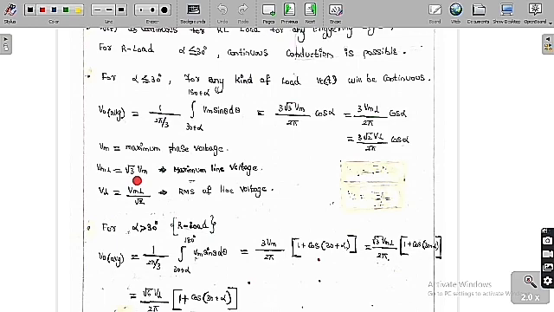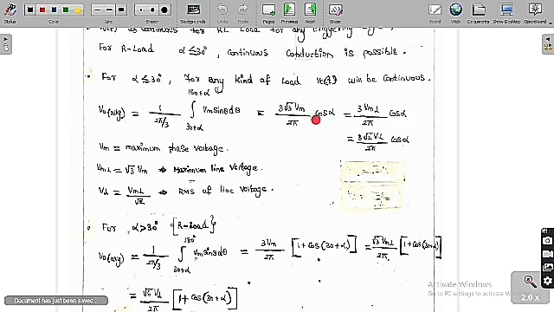Whereas if you want to find the RMS value of the line voltage, which is VML by root 2, it is also called under root of 3 by 2 into Vm. So you can go for the simplification. By using the simplification, you can write either in this format or in this format. So this is the general expression, which is 3 into root 3 Vm by 2 pi into cos alpha.